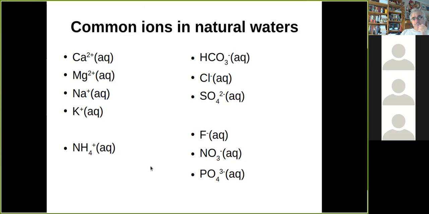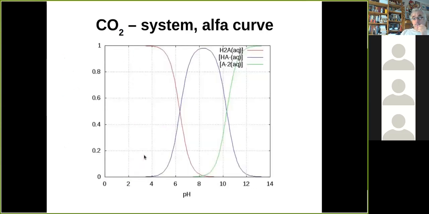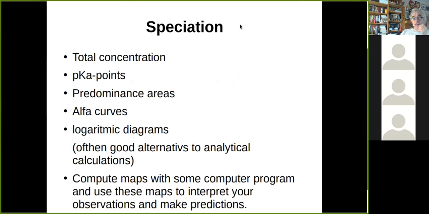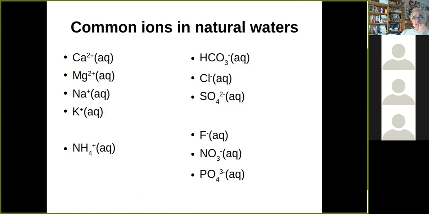All of these have some kind of acid-base properties and also redox properties. So they are the objects for speciation. Perhaps one needs to draw these kinds of diagrams in order to determine what kind of species are occurring. I think that was the last.